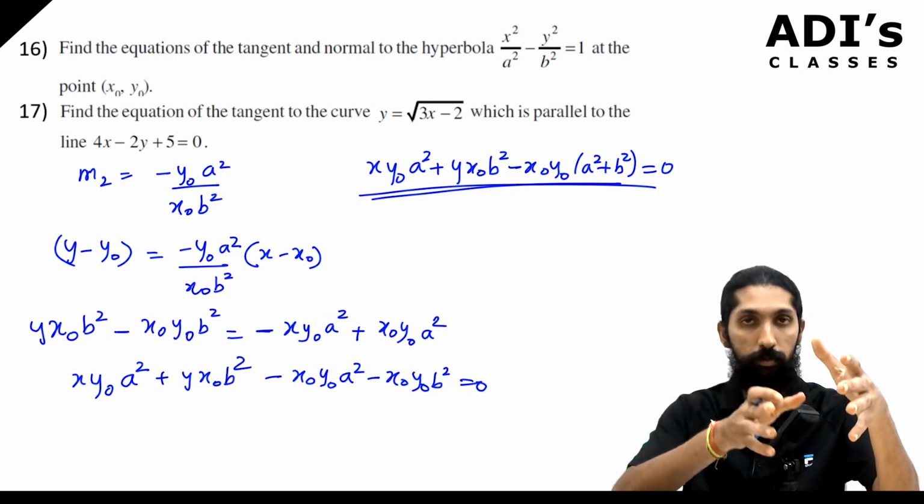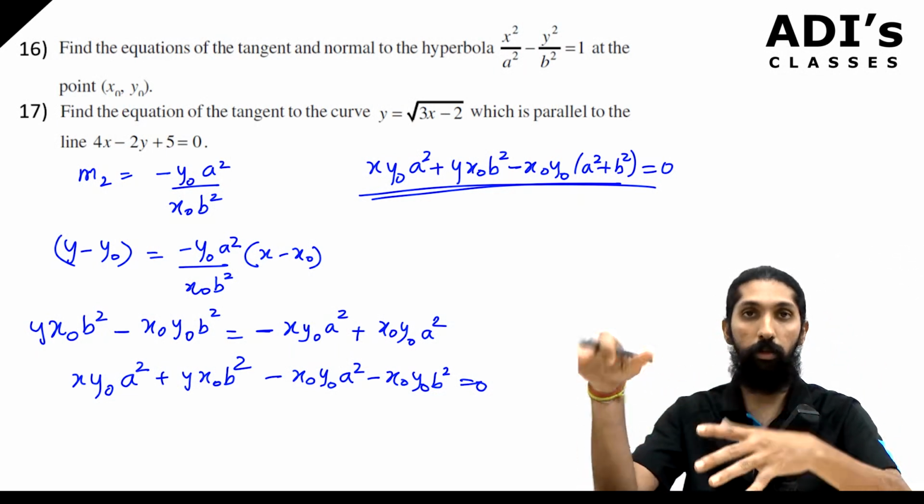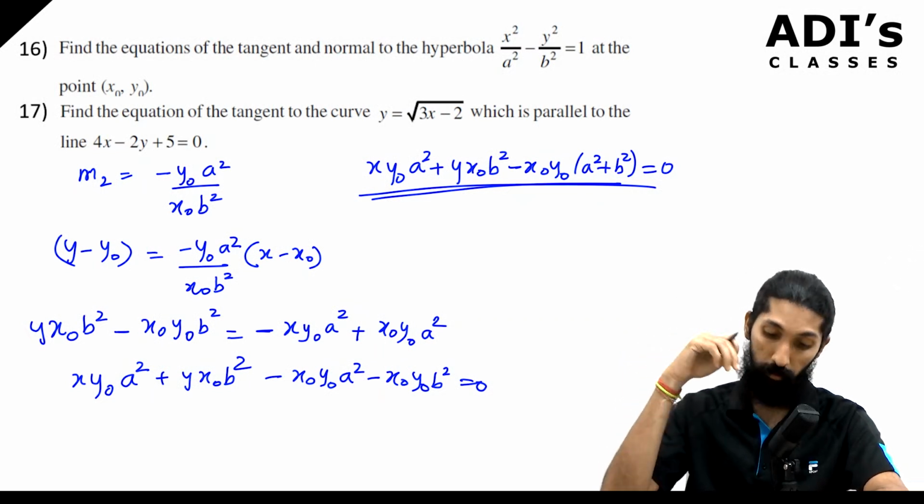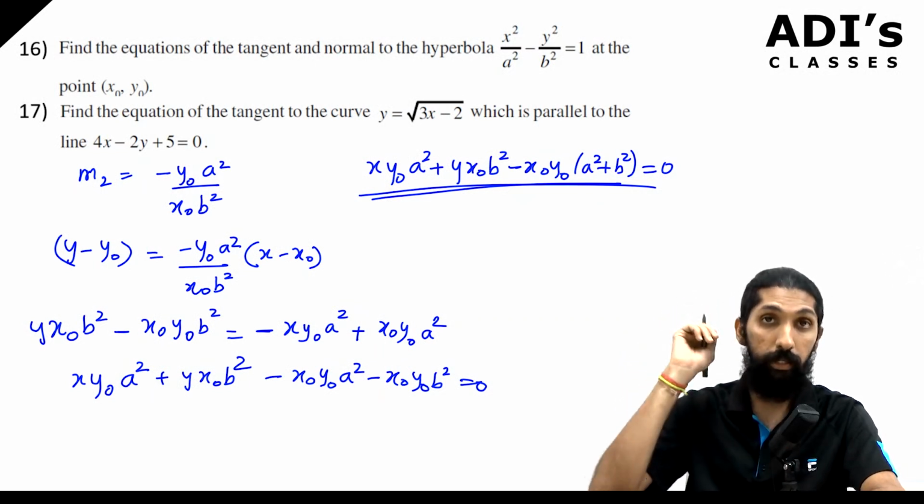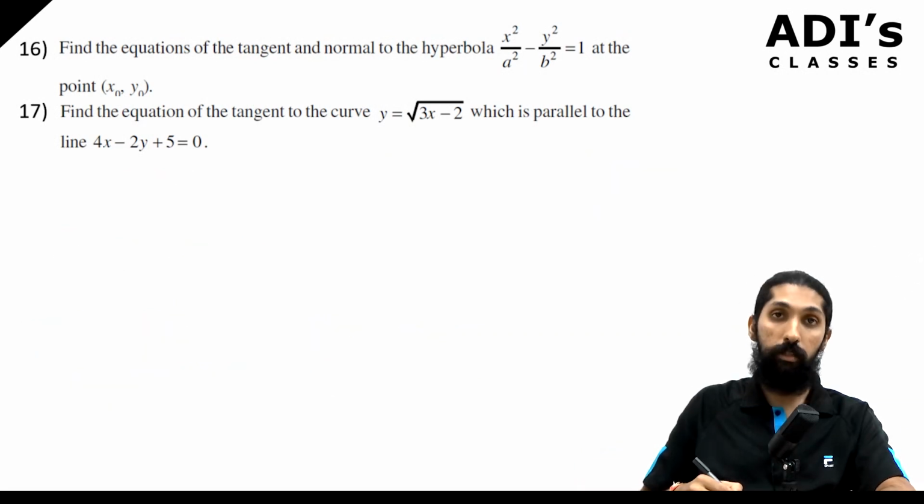So the previous one was for the tangent, this one is for the normal. Fine. Now we'll do the next one, which is the 17th question. All right. See the 17th one.